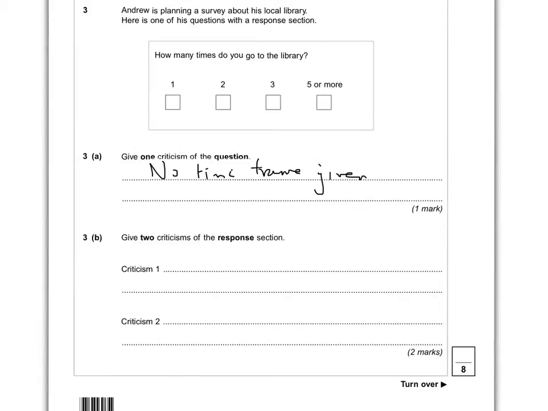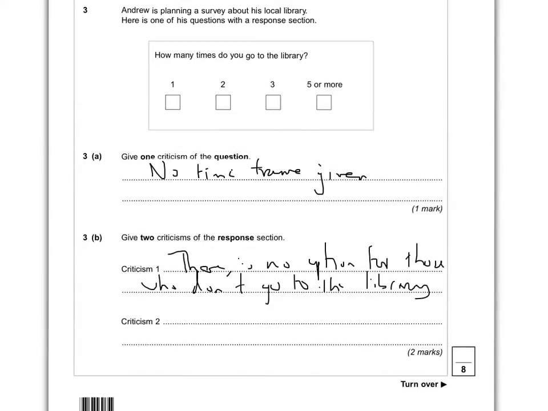So I have to say that criticism 1 is that there is no option for those who don't go to the library. So nobody's allowed to say 0 based on these answers who don't go to the library. And similarly, for criticism 2, you could maybe turn it into the same kind of sentence, but there's no box for 4. There's no option for people who go 4 times.